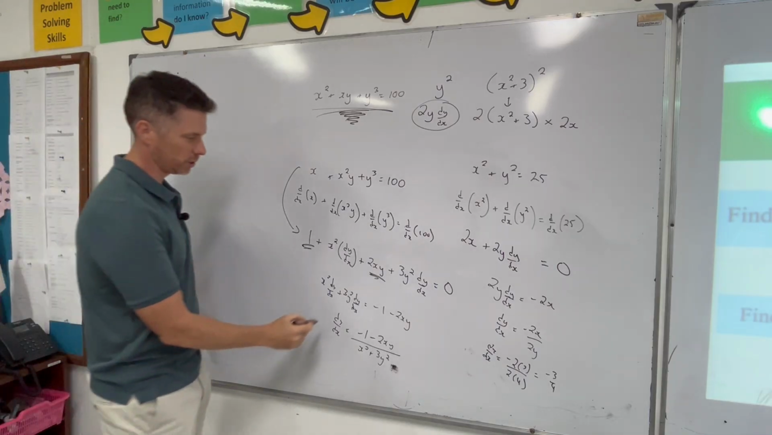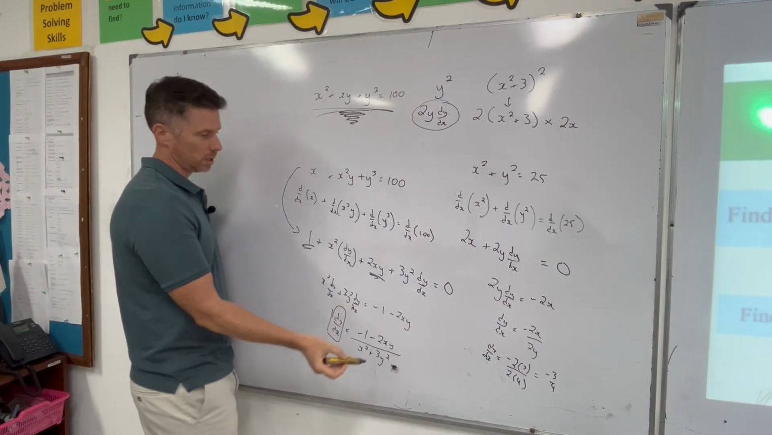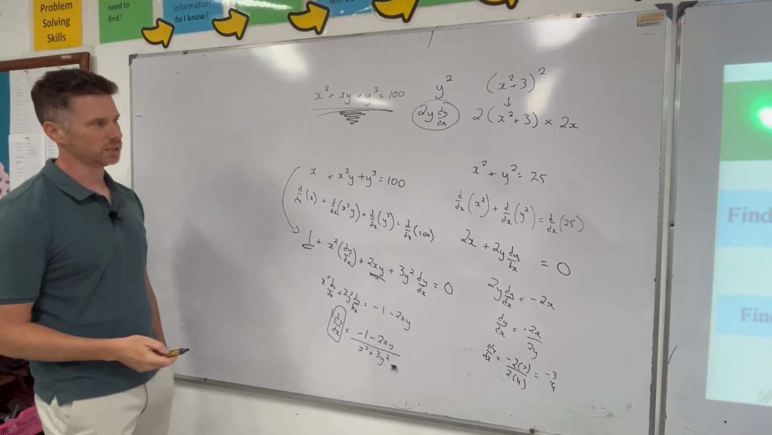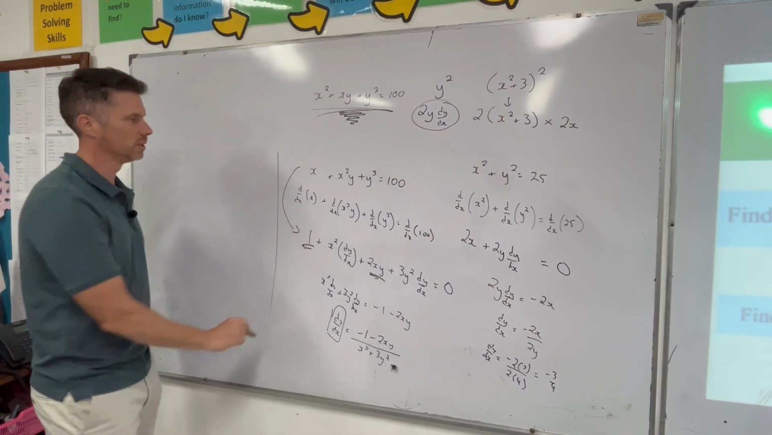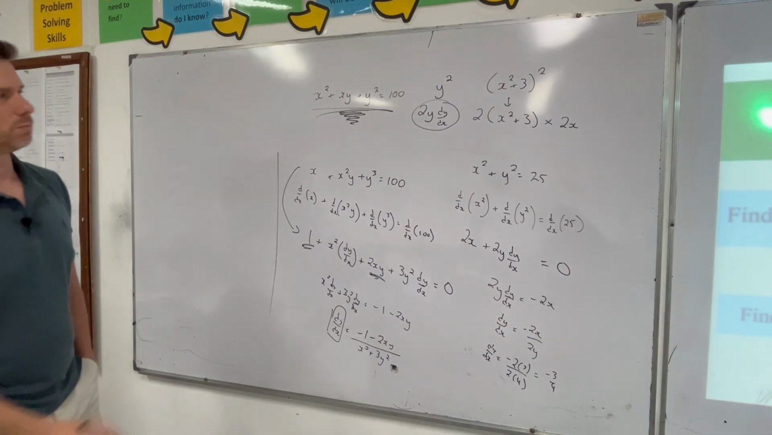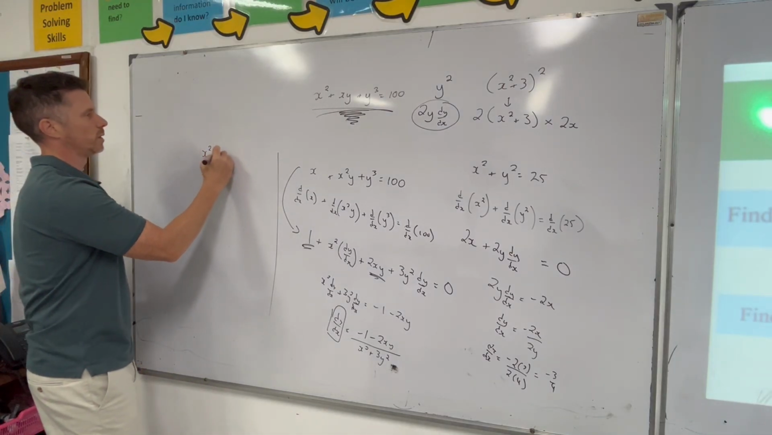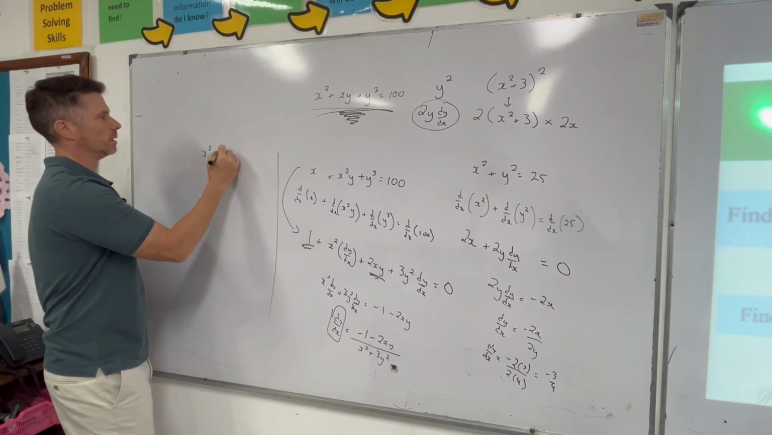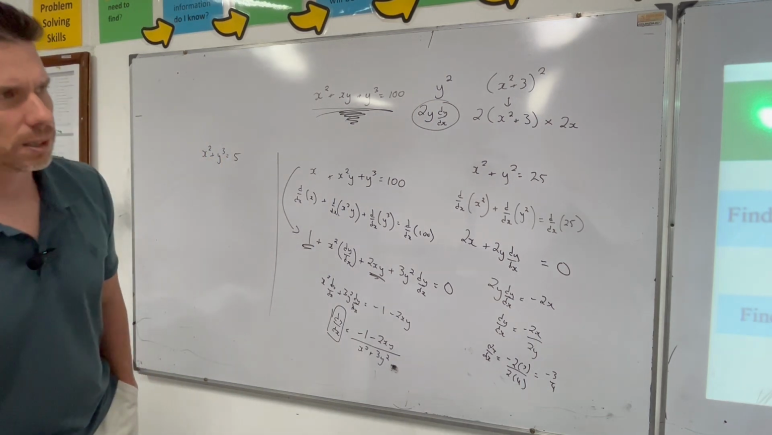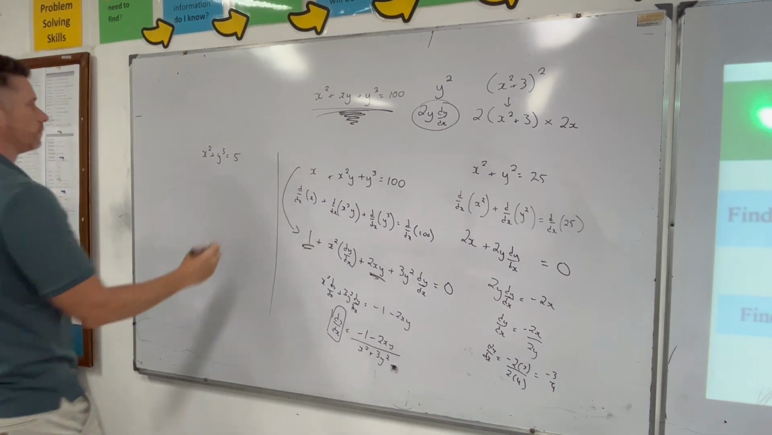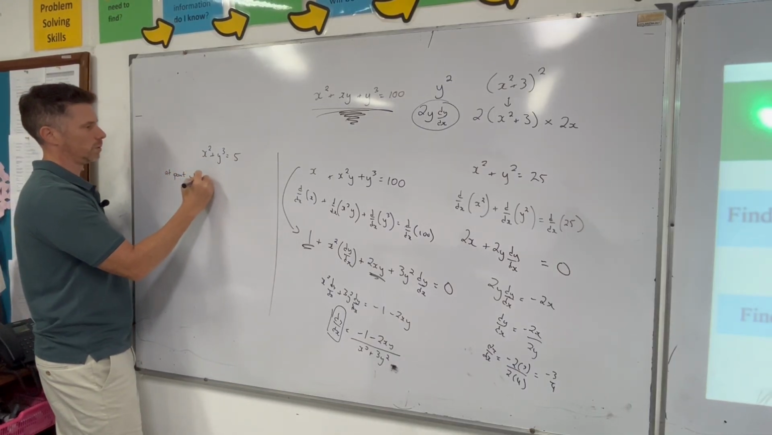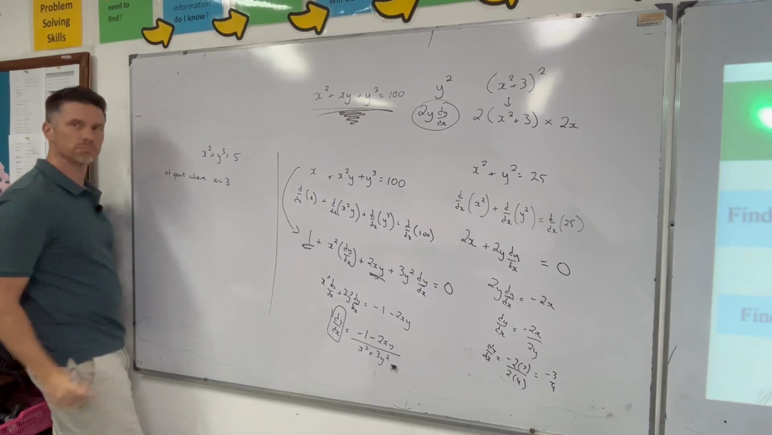Once you have the gradient function, there's no point to sub in this time. In the second example there is. I don't think I need to do the second example. Maybe I will, just to show it's the same. So I have x squared plus y cubed is equal to 5, I think. Find the gradient at the point where x is equal to 3.